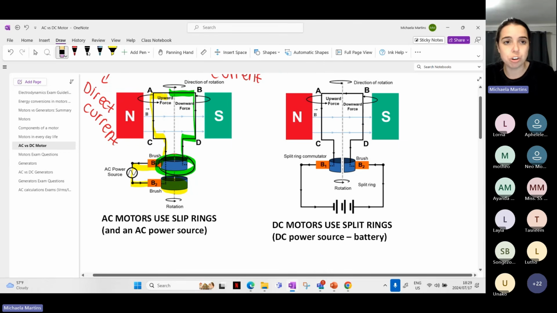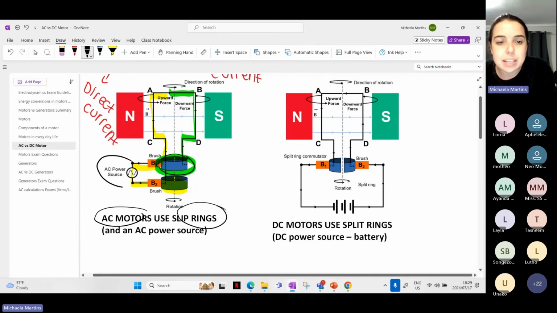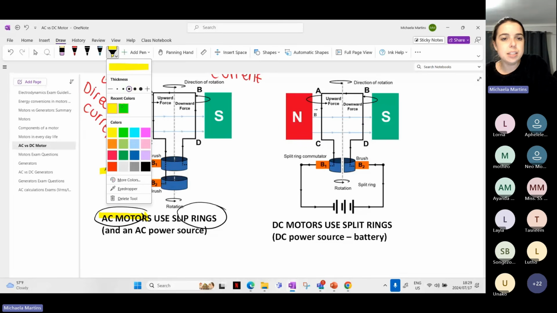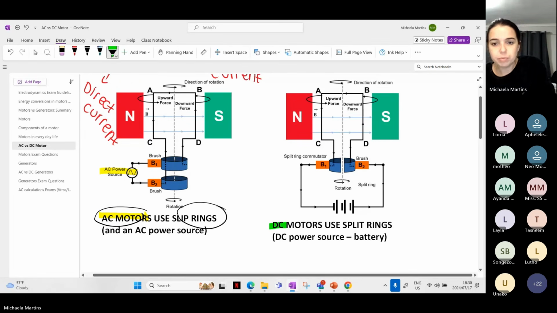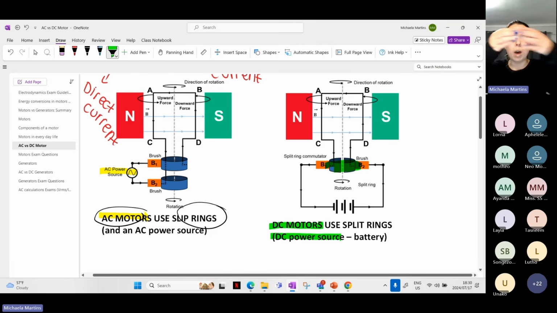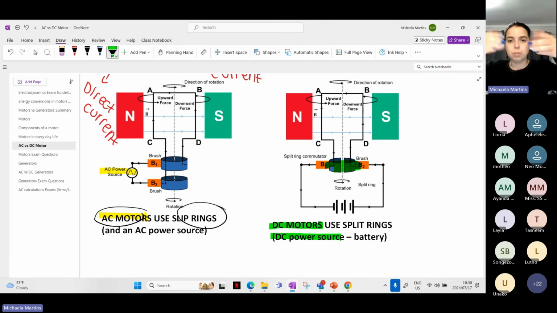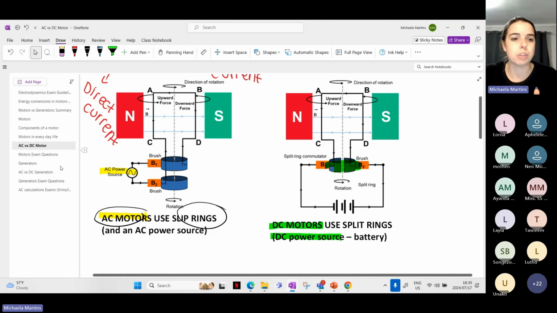So all I want you to know, grade 12s, is that AC motors use slip rings, and AC motors use an AC power source. DC motors use a DC power source like a battery, and they have a split ring. So a split ring is one ring that is split in the middle. You can clearly see the difference between the two of them.